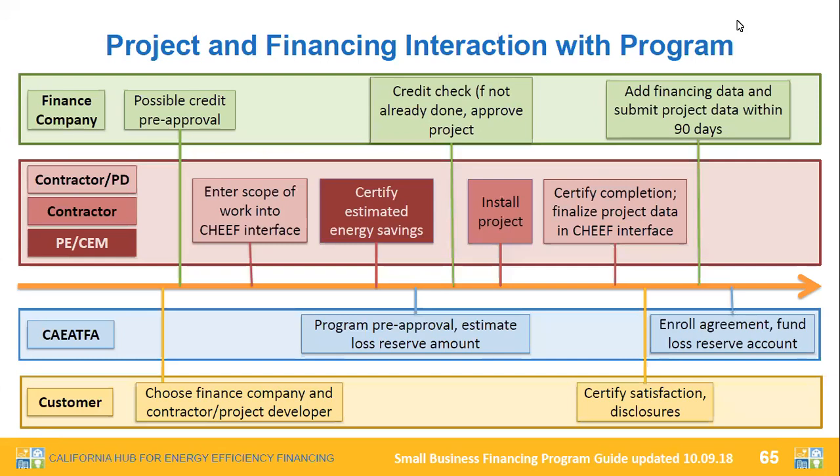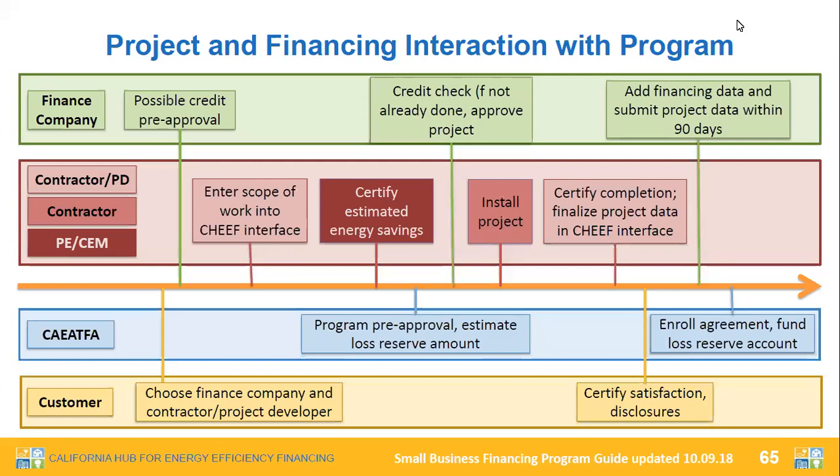The customer starts off by choosing a finance company and a contractor and possibly a project developer. The finance company would have the option to pre-approve credit at this point. Then the contractor or possibly the project developer will enter the scope of work into the CHEEF interface. And this could take place in multiple stages if there's multiple contractors. Then, if necessary, a notice will go out to the certified energy manager or the professional engineer that they need to certify those energy savings.